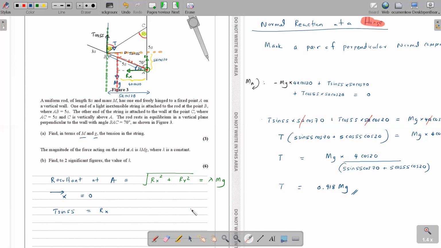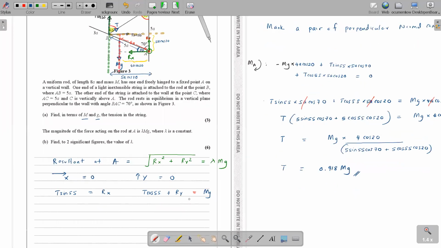Then take the vertical forces. Upwards, what do I have? Upwards, I have T cos 55, plus I have the Ry. Are you with me? T cos 55 plus the Ry. What else? And the weight, minus mg, equals zero. So T cos 55 plus Ry equals mg. When you make Ry the subject, you get mg minus T cos 55, children.